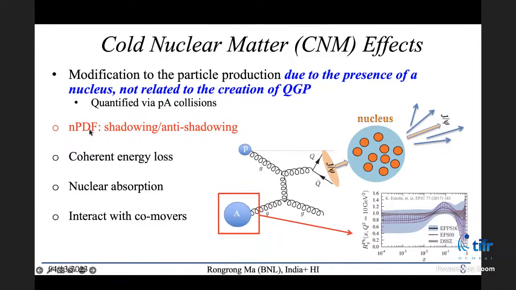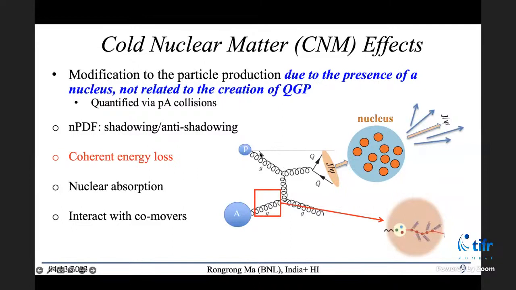For example, if you look at the initial parton distribution function in the nucleus. On the right-hand side, this is the parton distribution function in lead compared to a free proton. You can see at small x we see a suppression, which we usually call shadowing. And in the intermediate x range, we see anti-shadowing, meaning the parton distribution function in a nucleus is actually higher compared to that in a free nucleon. This kind of change can contribute to a modification of the particle production when you have a nucleus.